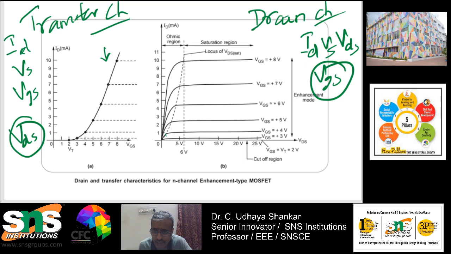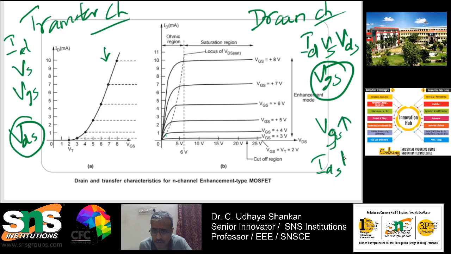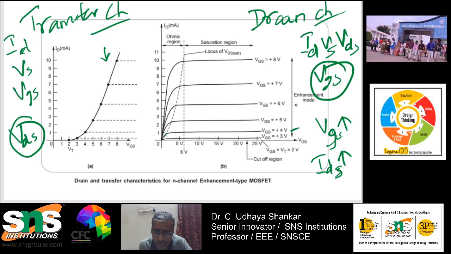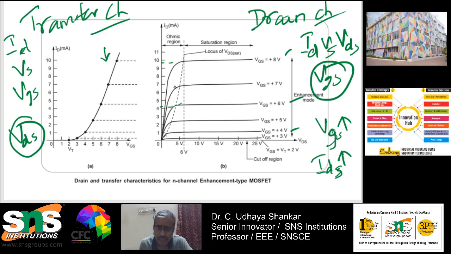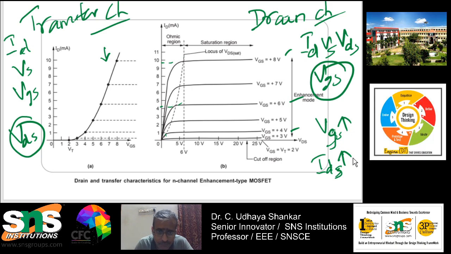You can see that as VGS is increased, ID saturation is also increasing. See here, for VGS of 4 volt, it is saturating at 1 amp, whereas for VGS of 6 volts, ID is saturating at somewhere around 4 amps. Similarly for VGS around 8 volt. It means that your channel width is getting increased because of higher gate voltages, and because of that the drain current saturation level is also getting increased. So this is what it is all about.